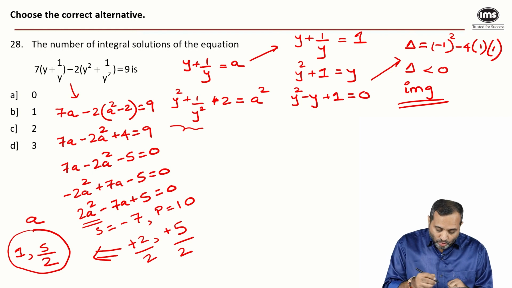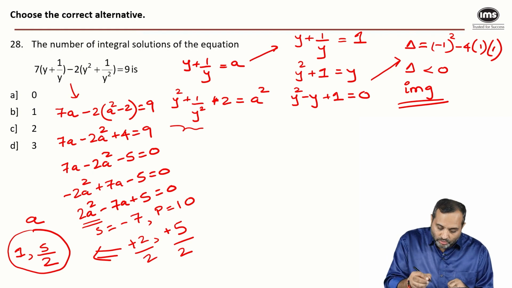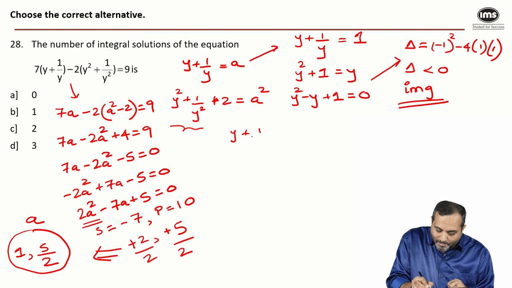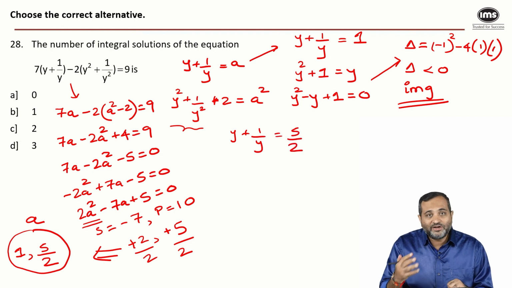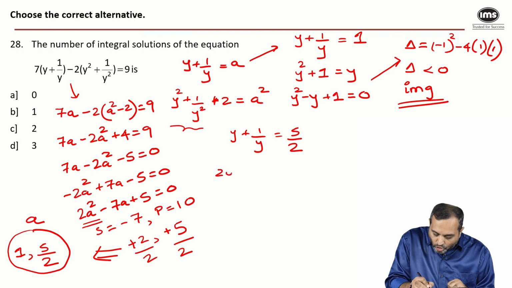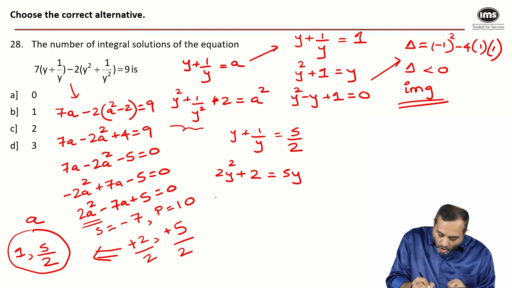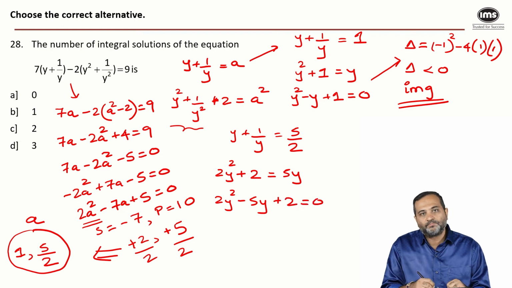So now let's assume a is equal to 5 by 2. So y plus 1 by y is equal to 5 by 2. If you multiply by 2y, what do you get? 2y square plus 2 is equal to 5y, or 2y square minus 5y plus 2 equal to 0.